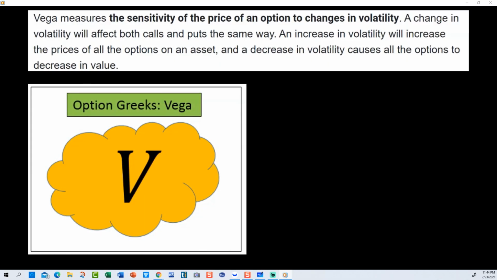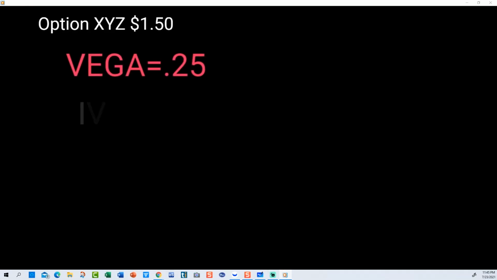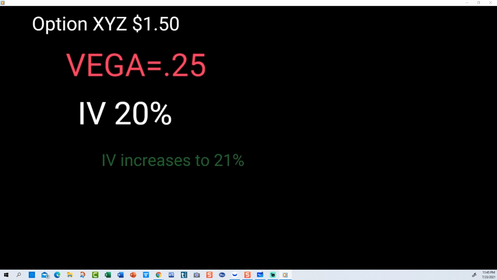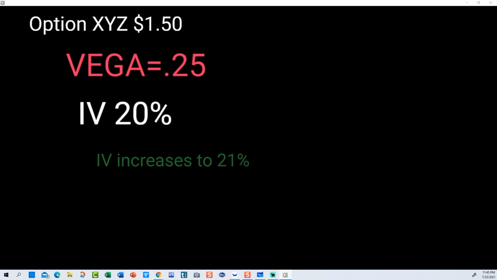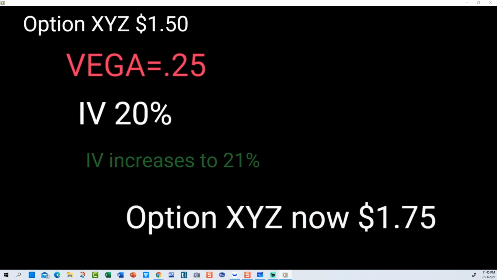So Vega, a change in volatility will affect both calls and puts the same way. An increase in implied volatility will increase the price of all options on an asset, and a decrease in volatility will cause options to decrease in value. So let's say we have option XYZ at $1.50. Vega is 0.25. Implied volatility is 20%. Implied volatility increases to 21%. That option is now $1.75, and vice versa.